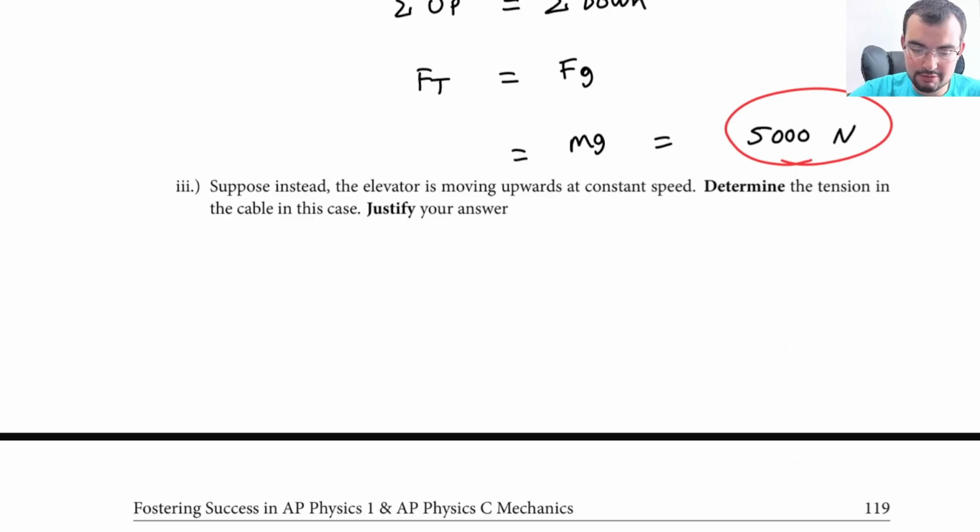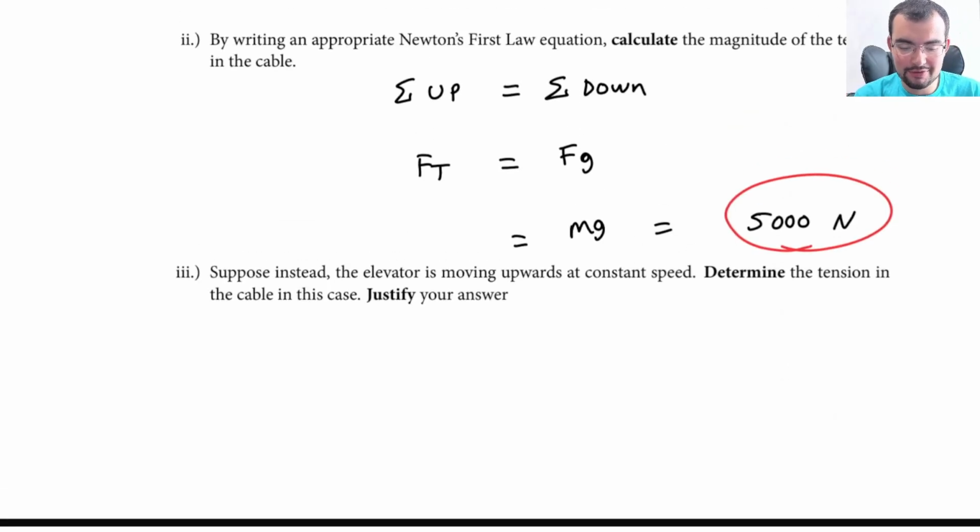All right, here's a tricky one. Suppose instead the elevator is moving upwards at constant speed. Determine the tension in the cable. Justify your answer. People usually think that, oh, it's moving, so it must be different. That's just not the case. We said the fundamental principle is constant velocity means forces are balanced. And in this case, it's not changing direction, so constant speed is constant velocity.